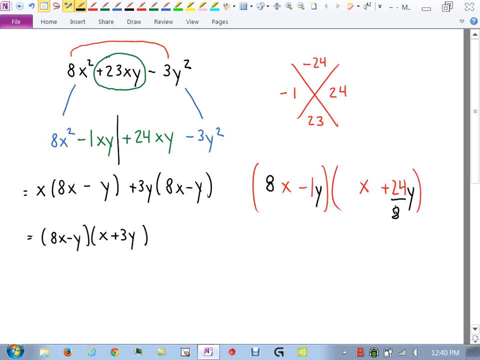Mm-hmm. It does not matter because this is really just something times something, right? Multiplied, and multiplication is commutative. You can flip the order. Yeah. A lot of that has to do with which order you pick these numbers. If you put the 24 first in the negative one, then it can change the way things appear. Yes.